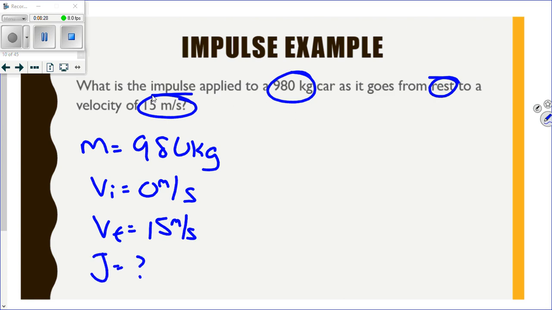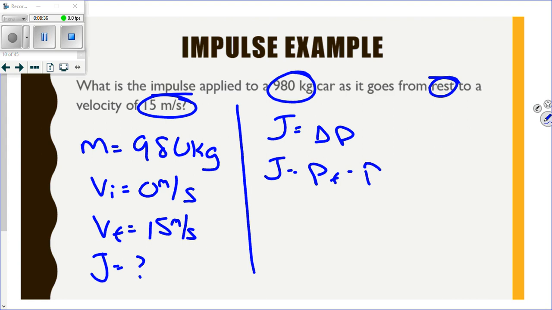If we're looking for the impulse, I'm going to write out my impulse equation. J equals change in momentum. Then I'm going to change it so I have momentum final minus momentum initial. And let's now make it the mass times v final minus mass times v initial. And we can plug in what we know.